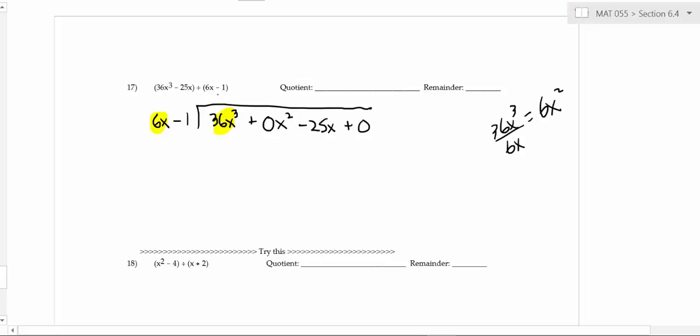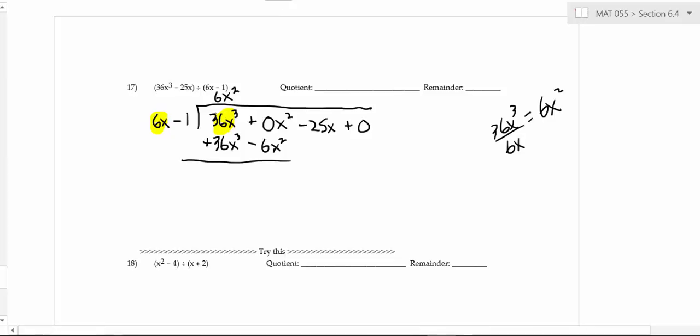6x squared. And as you're practicing, start trying to kind of do it all in your head so you don't have to do the scratch work. So now I'm going to multiply 6x times 6x, which is positive 36x to the third. That means I did it right. 6x to the second times negative 1 is negative 6x to the second. You can do that multiplication in your head if you want to. I just did 6x squared times 6x minus 1.